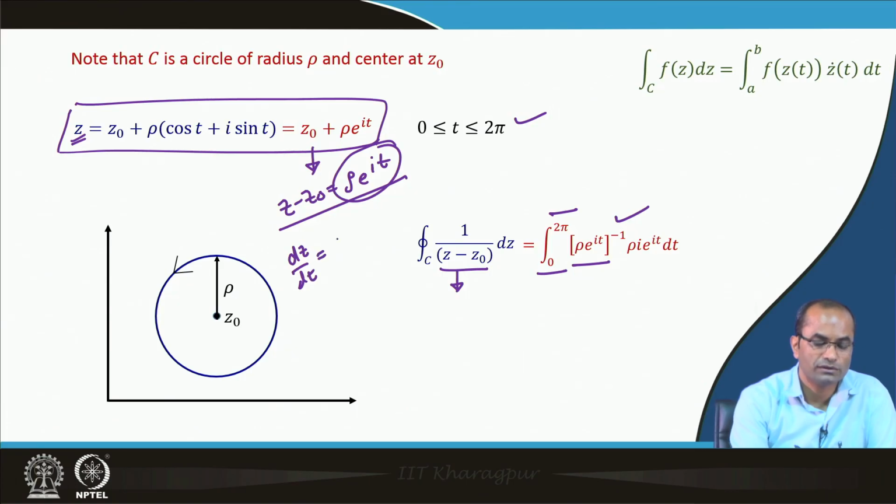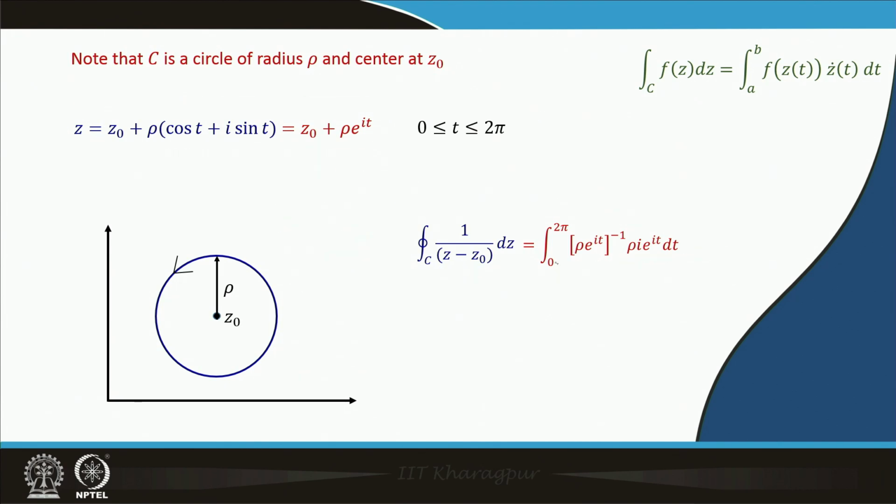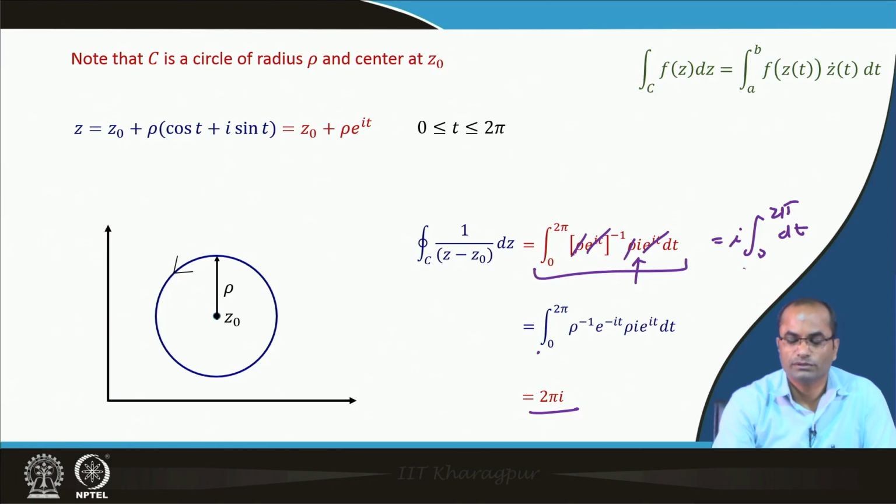So, this is z naught, the constant. So, rho e power I t, and then one I will also come. So, rho into I and e power I t, and then we have dt. So, this is the formula for the integration which we have used here, and just to note that this rho with minus 1 will get cancelled, e power I t will also get cancelled. So, over this dt, and we have just the 2 pi and I, because this I will remain in the integrand. So, I and then 0 to 2 pi and dt. So, this is 2 pi I.